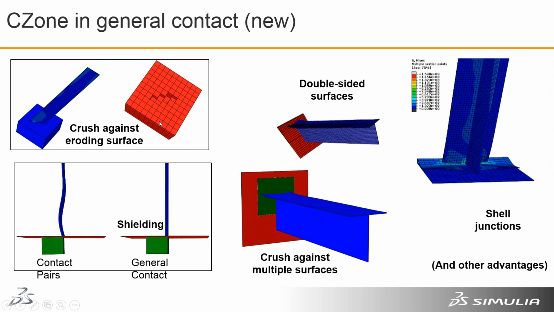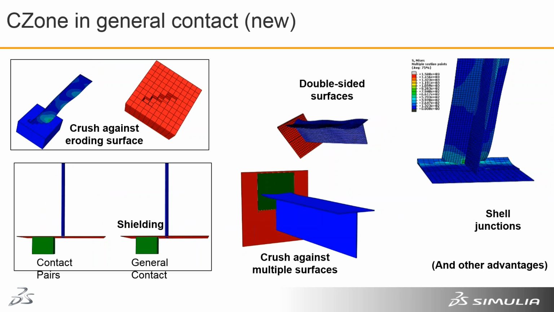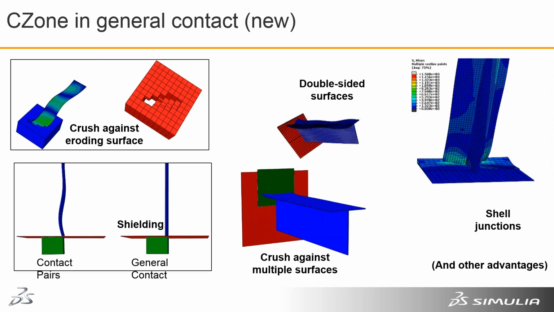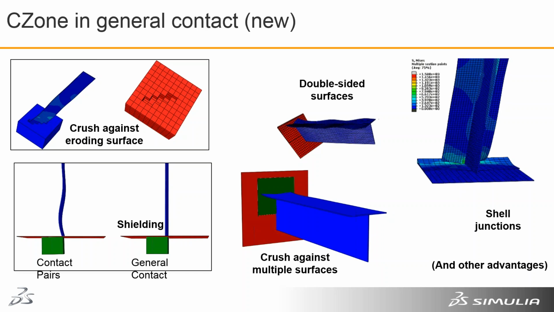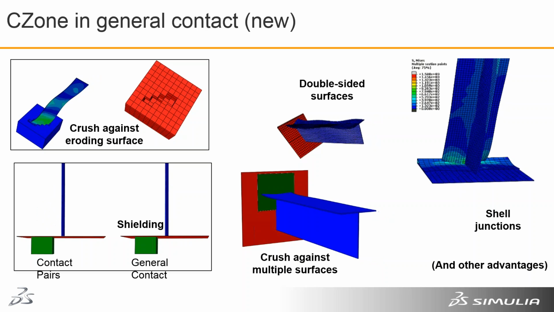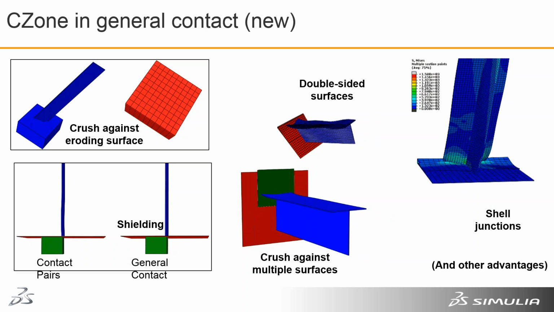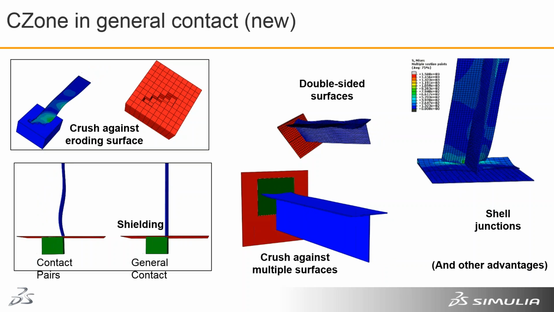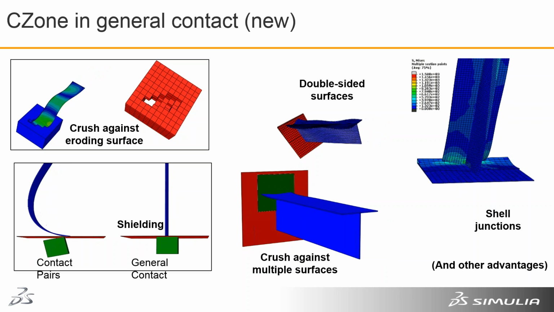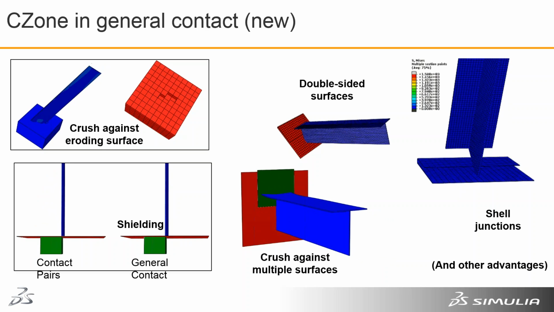So here are a few example problems that highlight the benefits of general contact. I think most people are up to speed on the overall benefit of general contact itself, and when we've applied that to CZone, you can see that you get those benefits. So that's essentially tidied up and improved the usability of the CZone product.